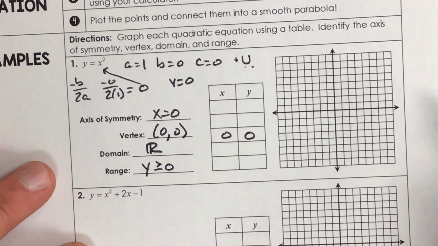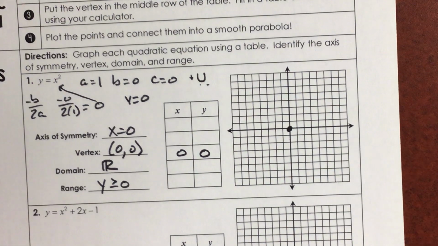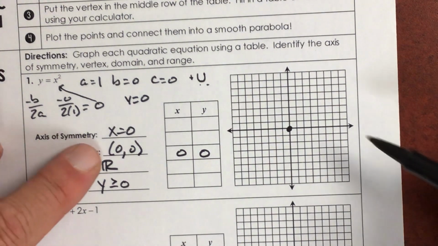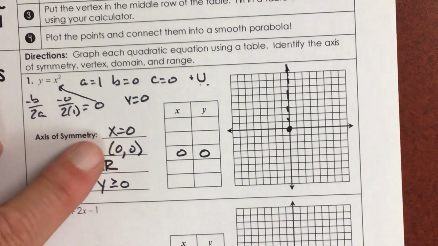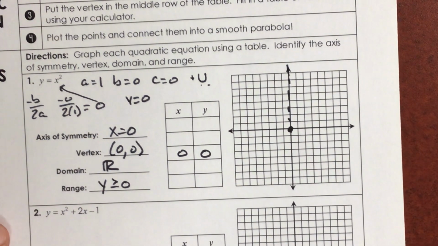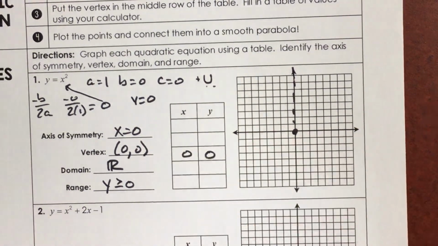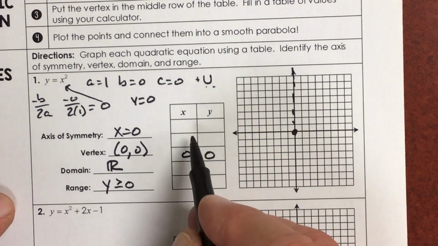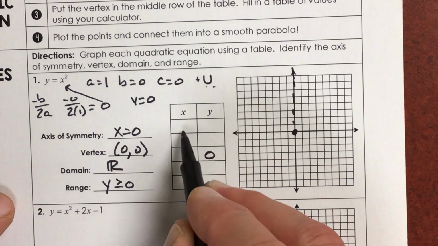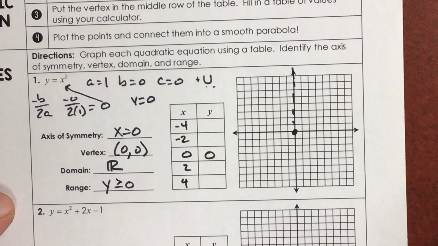All right. So the vertex is (0, 0), so we go over here and plot (0, 0). The axis of symmetry is 0, so that's this, which happens to be the y-axis. Now you just have to plug in. Again, we get to choose. x is independent. So let's just keep it close here, right? Let's put negative 4, negative 2, 2, and 4.